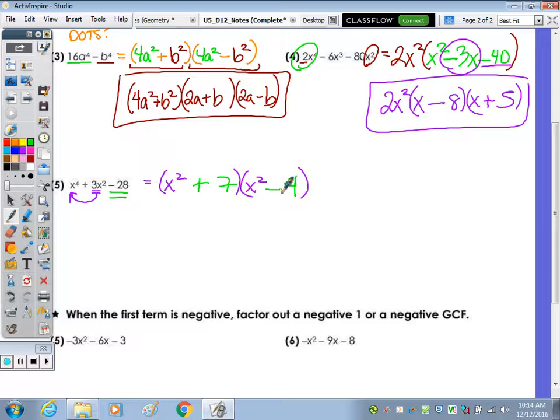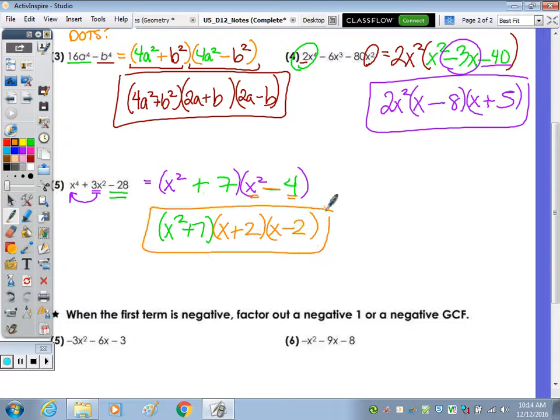Okay? So that one was a little bit different. We didn't have a GCF, but now we're going to have to factor again. x squared plus 7 is not a perfect square, and also it's the sum, so we're going to bring that down. But x squared minus 4 is the difference of two perfect squares. So set up your two parentheses, x times x, signs are different, and 2 times 2 is 4.